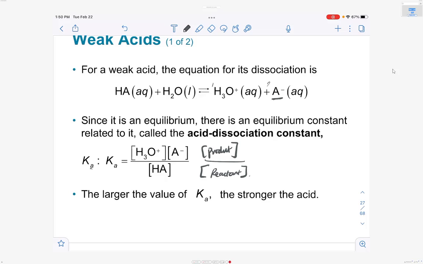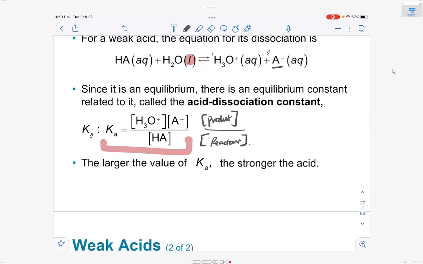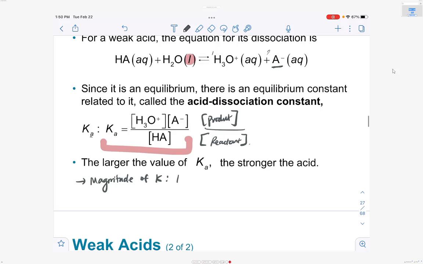Note that pure water here is omitted from the equilibrium constant expression. We have Ka, the equation looks like this. The magnitude of Ka shows the tendency of an acid to ionize in water.